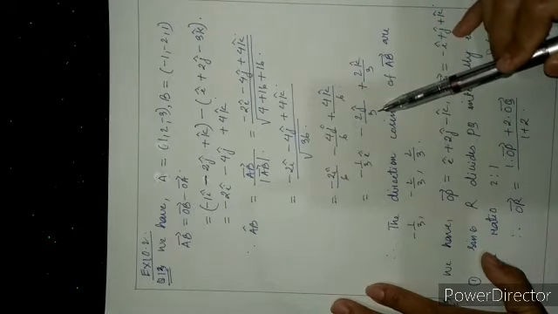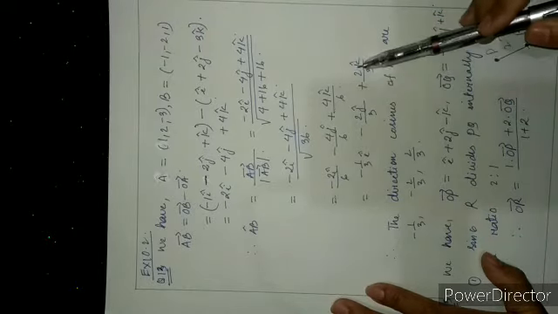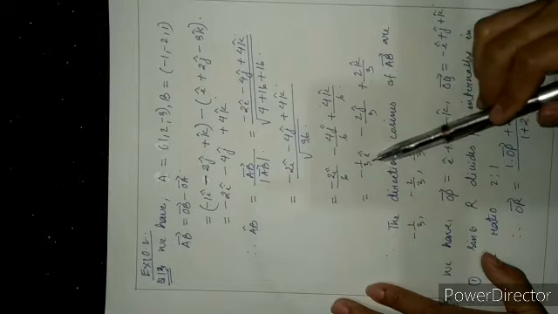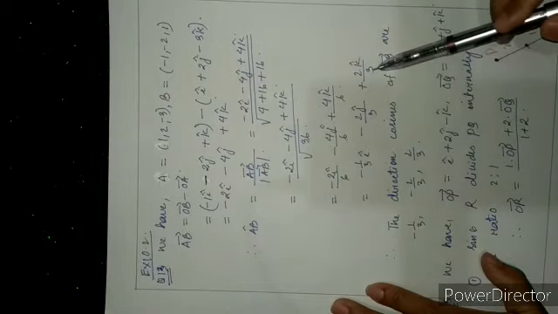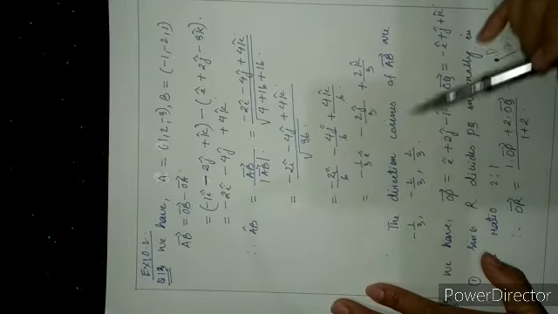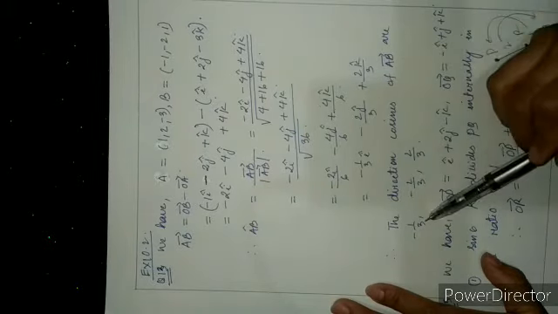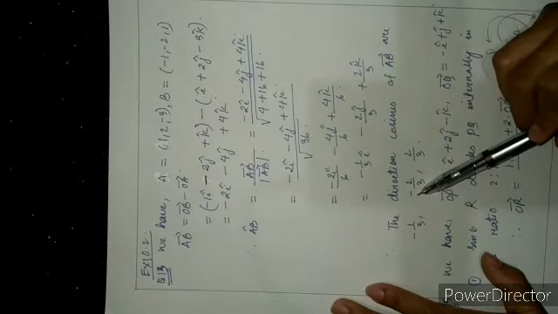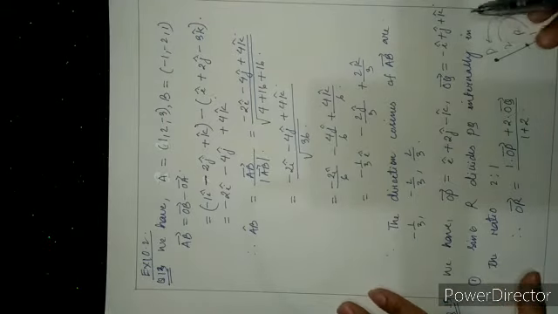minus 1 by 3 i cap, minus 2 by 3 j cap, and plus 2 by 3 k cap. Minus 1 by 3, minus 2 by 3 and plus 2 by 3 are the components of this AB cap, and therefore the direction cosines of the AB vector are minus 1 by 3, minus 2 by 3 and 2 by 3.